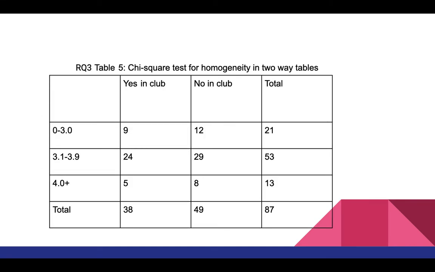For my research question 3, I used the chi-square test for homogeneity in two-way tables. So I was able to break this down into 3 categories. So anyone who had a 0 to a 3.0, and from a 3.1 to a 3.9, and anywhere from a 4.0 plus. I also wanted to point out that they are pretty similar as well, and I got 87 responses.